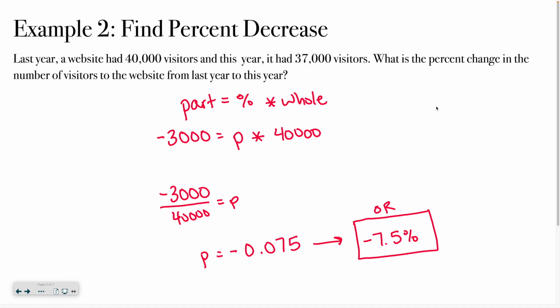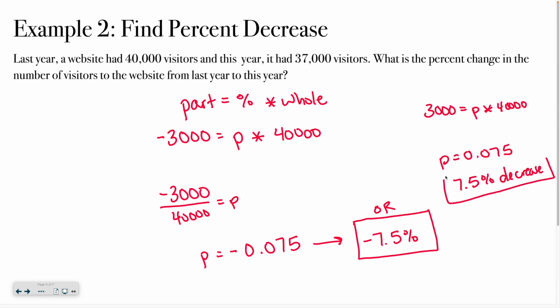Or something else you could do is if you had said that it just changed by 3,000, you would still do that same process. It's just you would get P equals a positive 0.075. So for your final answer, you would have to include the word decrease. Okay, so you can represent the decrease with either a negative sign or writing the word decrease. I would personally accept either.